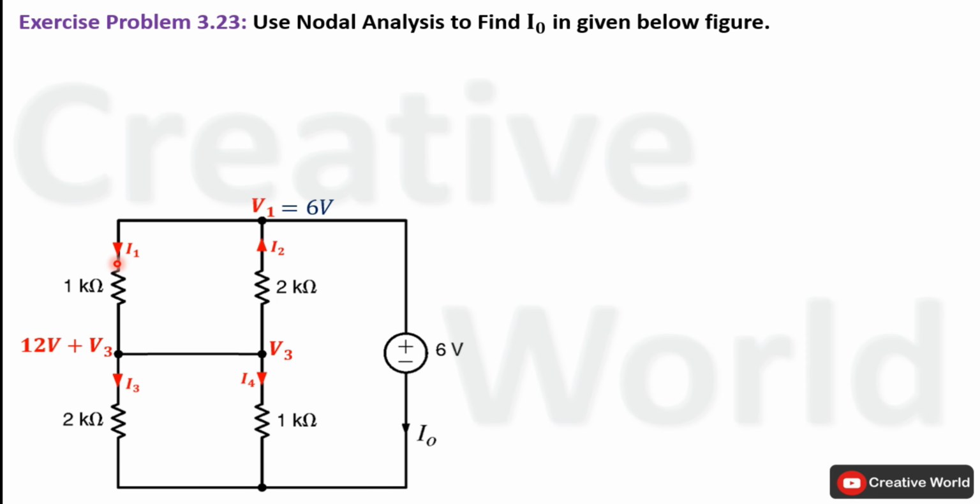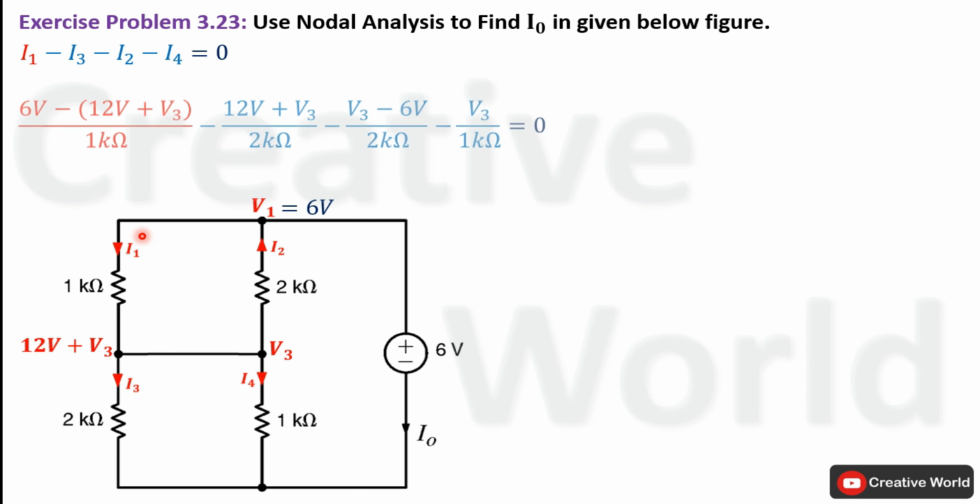On this node only one current is entering, that is I1, while three currents are leaving, I3, I4 and I2. All leaving currents are taken with negative sign while entering current is taken with positive sign. In next step, we have to replace all these currents with their respective equations.